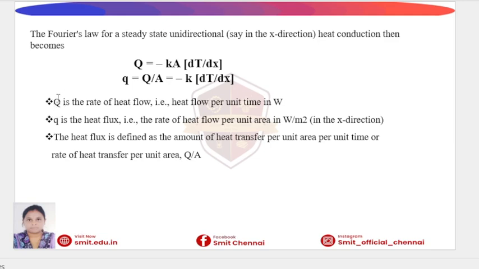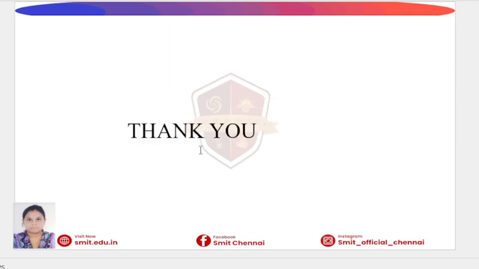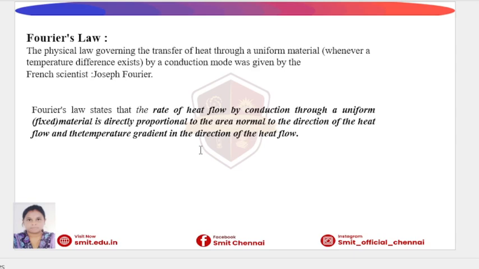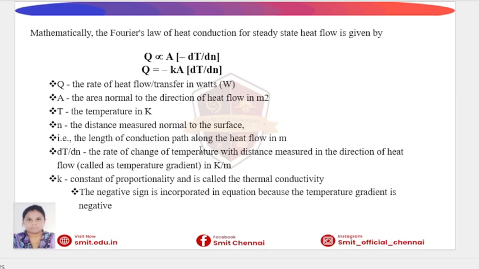So capital Q is the rate of heat flow. Okay, and small q is the heat flux, and the heat flux is defined as the amount of heat transfer per unit area per unit time, or rate of heat transfer per unit area. That is Q by A. Okay, so this is about Fourier's law, unidirectional, and Fourier's law is a mathematical representation of heat transfer by the conduction process.